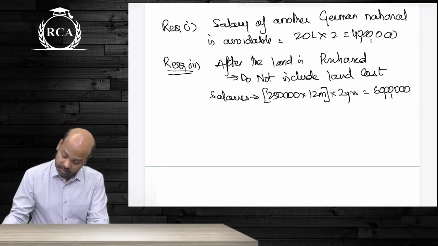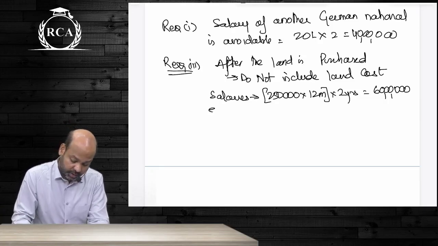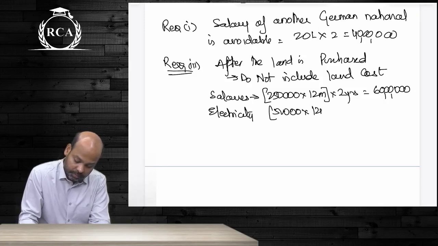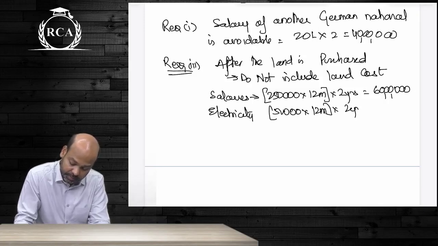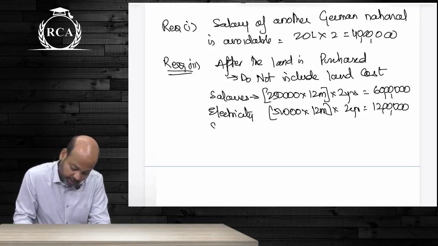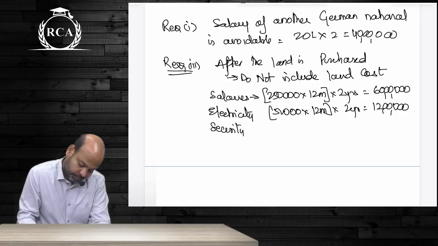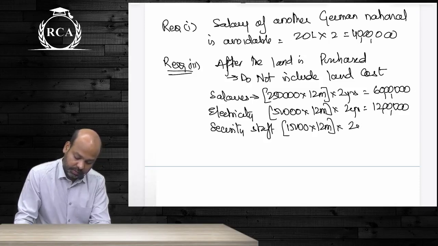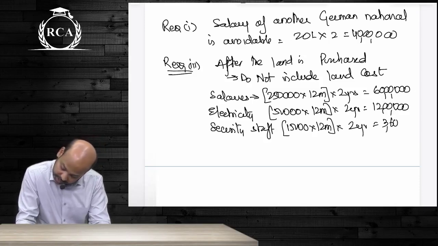Electricity, water. Electricity, water, guys. कितना बेटा? 50,000 per month into 12 months into 2 years. How much will this become? 12 lakhs. Next beta, security stuff. 15,000 guys per month into 12 months into 2 years. 3,60,000. Next beta, construction cost.